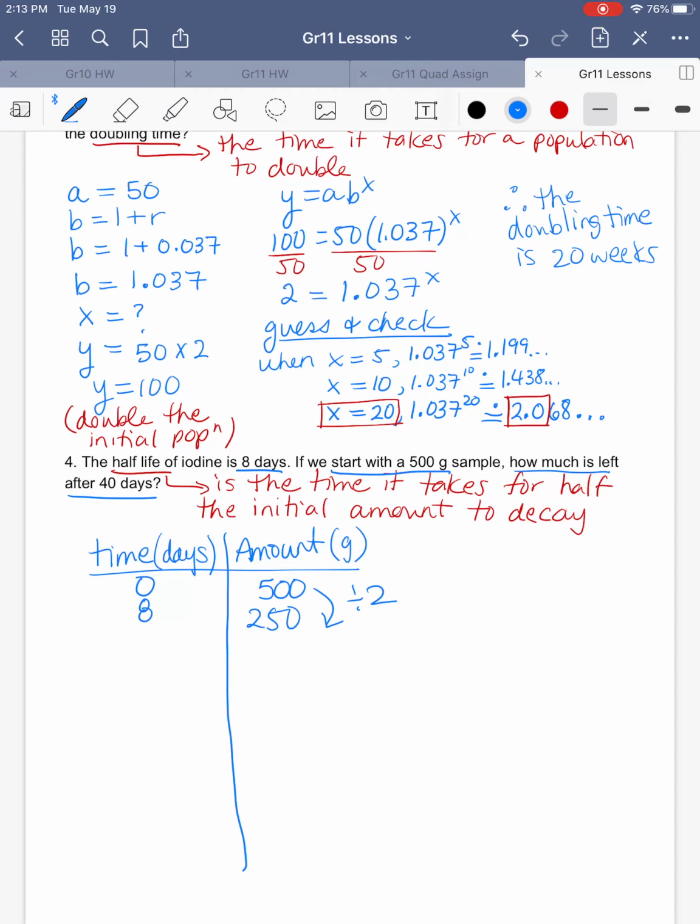We're going to continue doing this. So after another 8 days, we're up to 16 days. And after another 8 days, we are going to divide by 2 again. So we get 125. After another 8 days, now we're up to 24 days. We're going to divide by 2 again. We get 62.5. Okay, don't round any numbers yet.